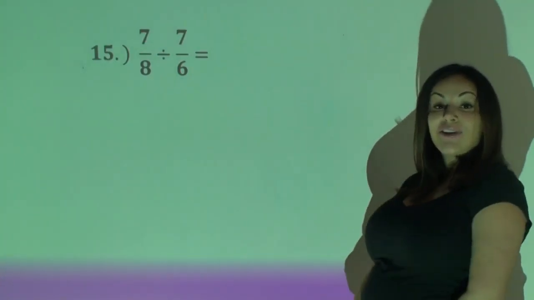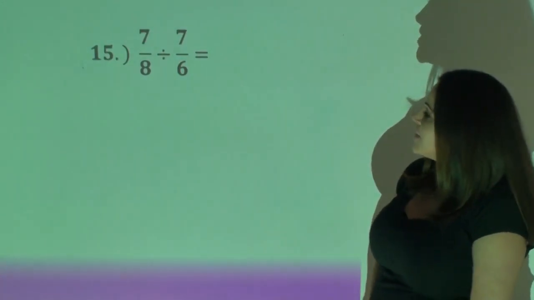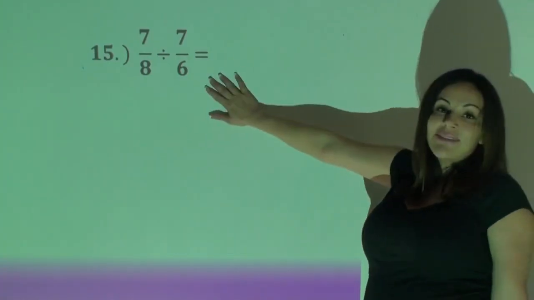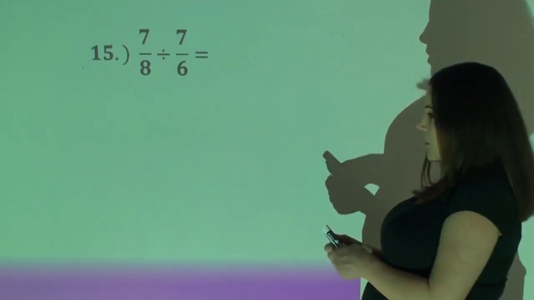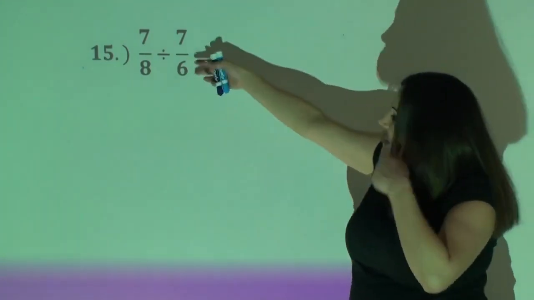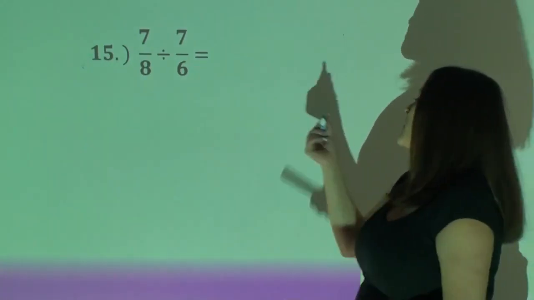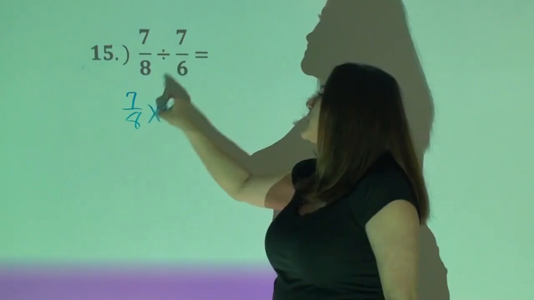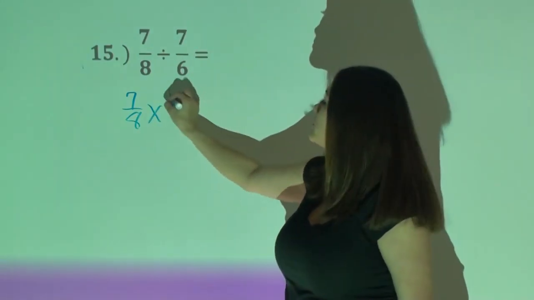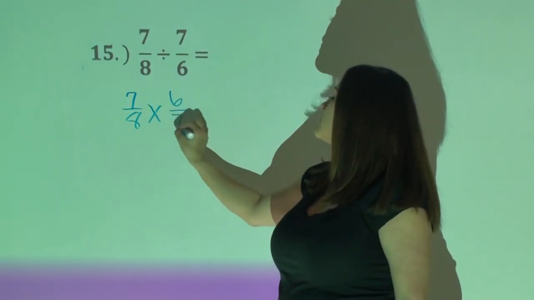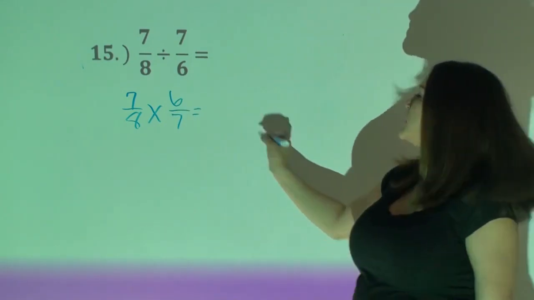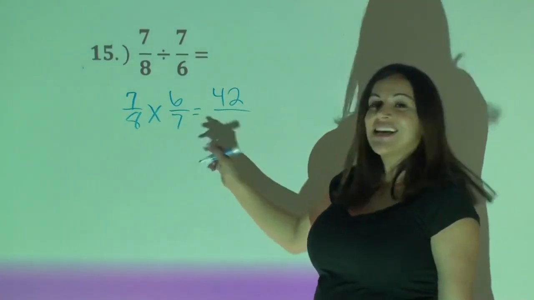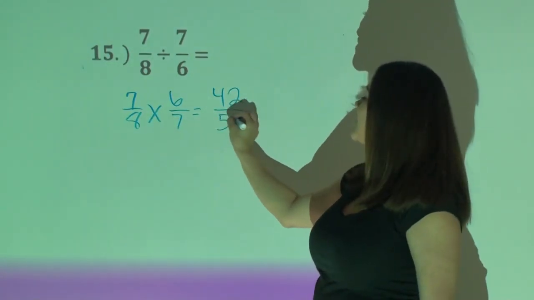Okay, so let's go ahead and look at our last problem here. We've got question number 15, 7/8 divided by 7/6. So our first step, of course, is to flip the second fraction and multiply it. So we're going to take 7 over 8 times 6 over 7. 7 times 6 is 42. Over 7 times 8, it's 56.